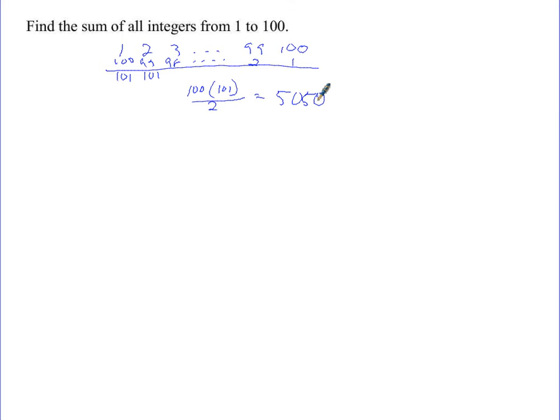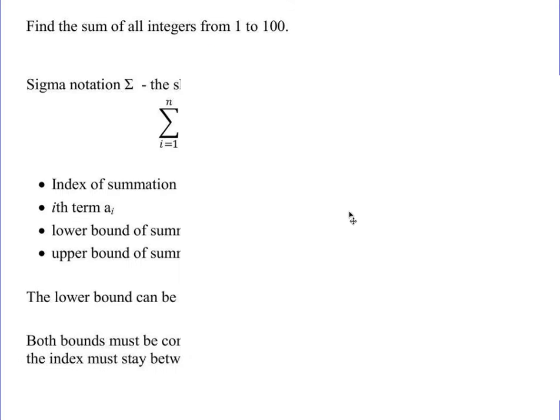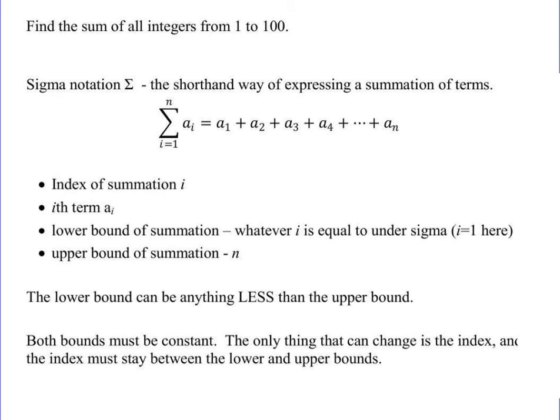What just happened there, let me clear that off and then move this thing back out of the way, is summations. And that's what the other half of this section is about. Your sigma notation, this is your Greek letter sigma right here. It's the shorthand way of expressing a summation of terms, which is what we just did. We added together 100 terms. The shorthand way of writing that would have been to use sigma notation.